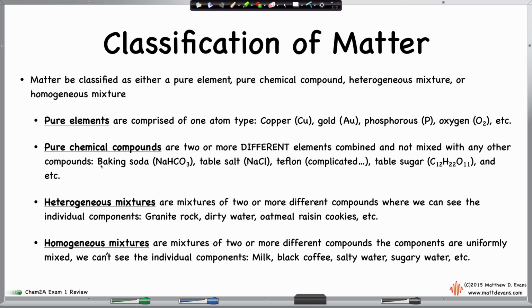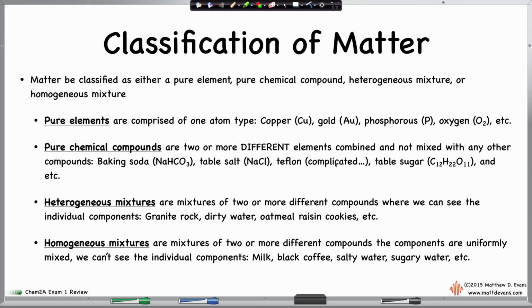As different than pure chemical compounds, so kind of similar but different, here we're talking about 2 or more different elements that are bonded together or combined, not mixed with any other molecule type or compound type. Baking soda. So if I get out some baking soda, that's purely sodium hydrogen carbonate, the name of this compound, and there's nothing mixed in with this sodium hydrogen carbonate, okay? But it is 2 or more different elements that are combined to make this compound. Same goes for table salt. Table salt is sodium chloride, and this is not a pure element because we've combined 2 different elements together, but we assume that it's not mixed with anything else.